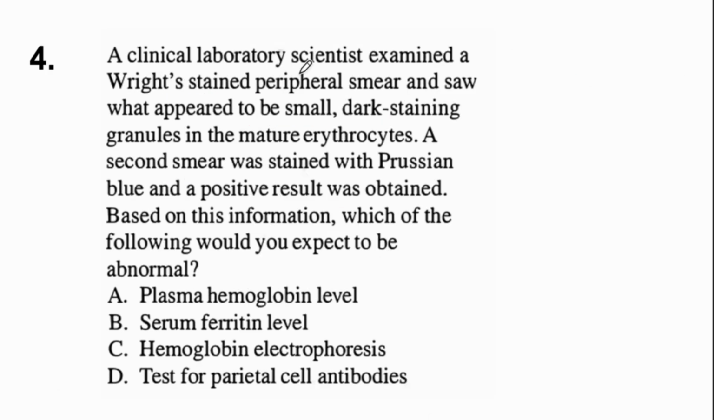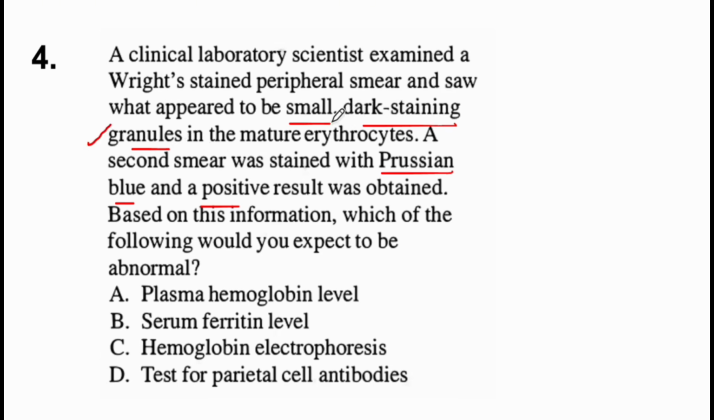A clinical laboratory scientist examined a Wright-stained peripheral smear and saw what appeared to be small dark staining granules in mature erythrocytes. A second smear was stained with Prussian blue and positive results were obtained. Based on this information, which of the following would you expect to be abnormal? So the key here is identifying the inclusion. The description is of Pappenheimer bodies.